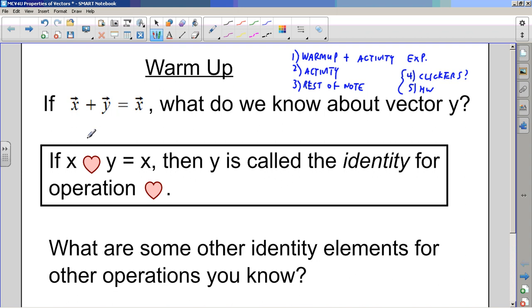Anyway, today's warm-up is a bit strange. It says if we've got the sum of two vectors, x plus y, and the answer is x, well, what do we know about vector y? Well, vector y has to be the zero vector, right? The magnitude of y has to be 0, and the direction is any old direction. It's basically an undefined direction, the zero vector.